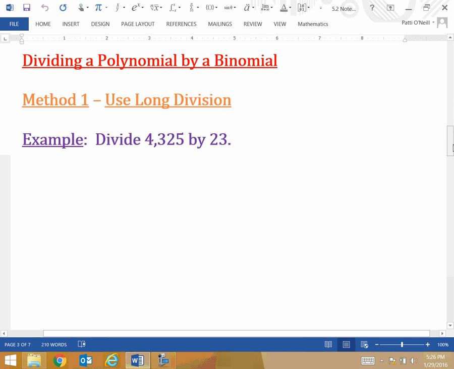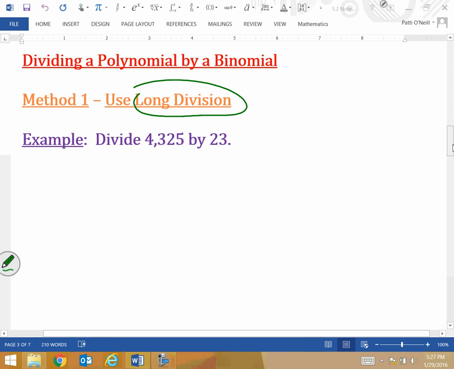The next part is going to be dividing a polynomial by a binomial. So that means that the denominator will have two terms in it. And the first method, which is everyone's least favorite, is to use that good old long division that you learned way back in probably 4th grade. So to get you into that, I'm going to do an old-fashioned long division problem just to refresh your memory.